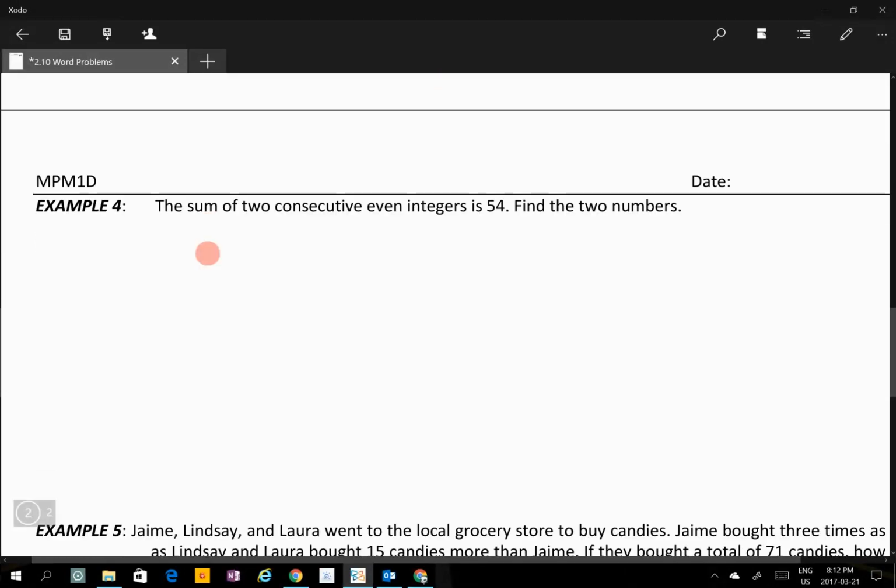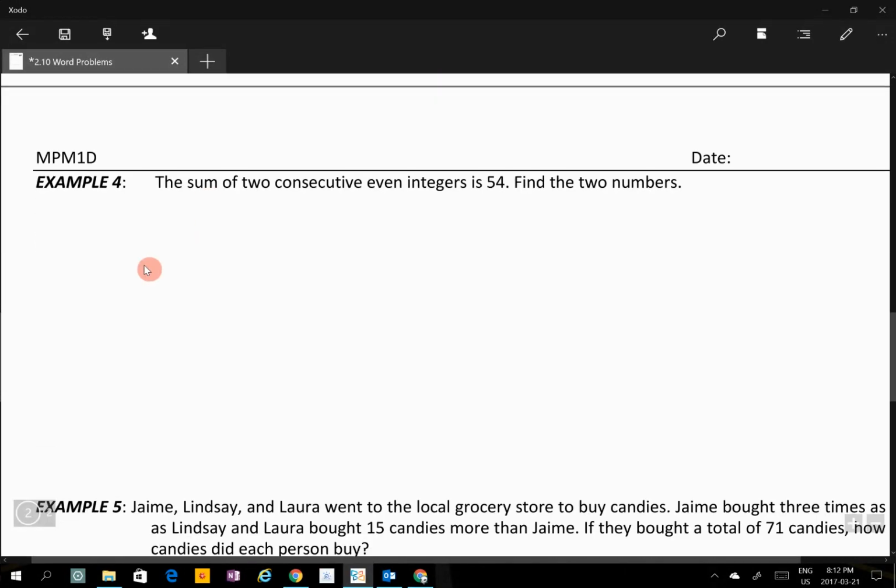Example number 4. The sum of two consecutive even integers is 54. Find the two numbers. Okay, so again, our let statement. Let x be the first number. Let x plus 2 be the second number. Okay, because this time, even integers. So I'm going to skip a number. If I start off with an even integer, the next even integer has to skip count by 2, so x plus 2. And the sum is going to be 54.